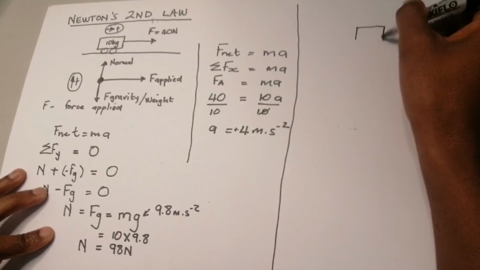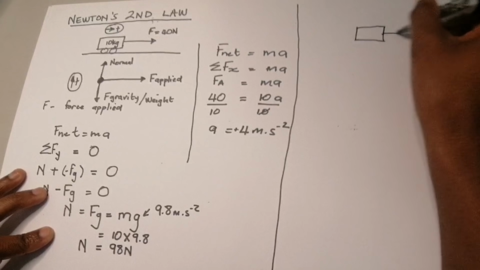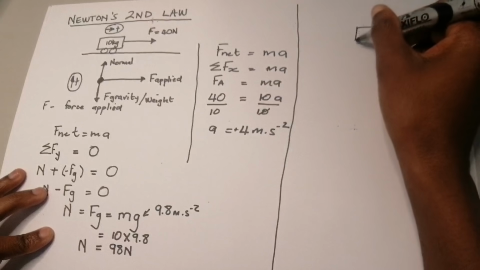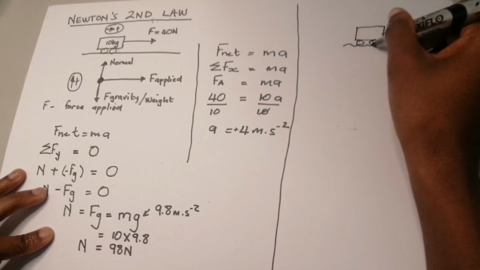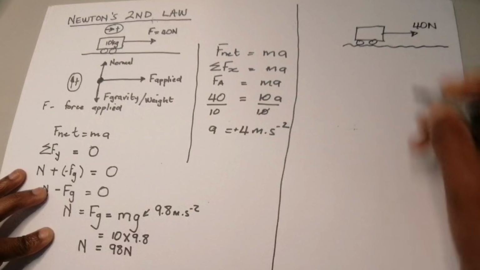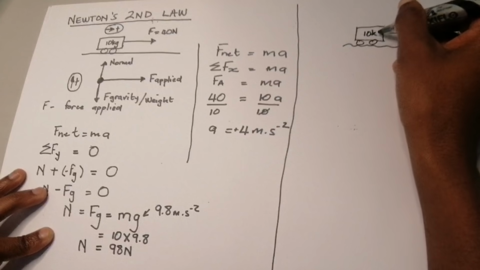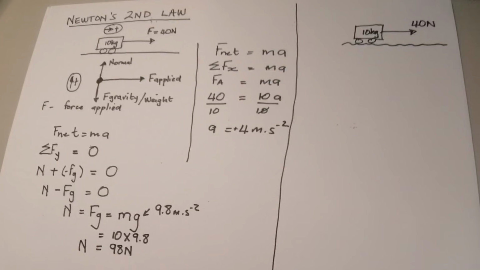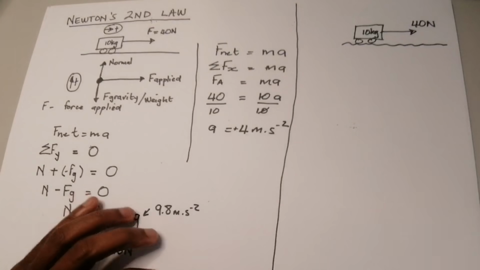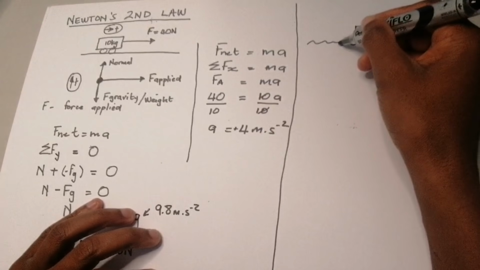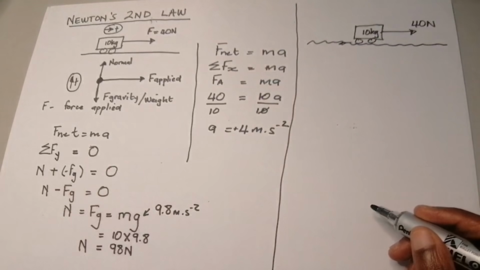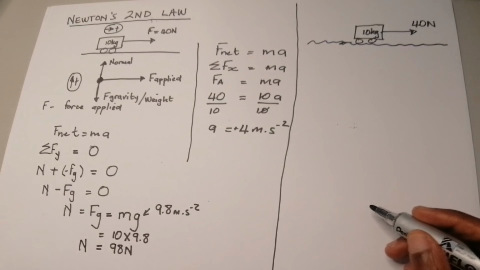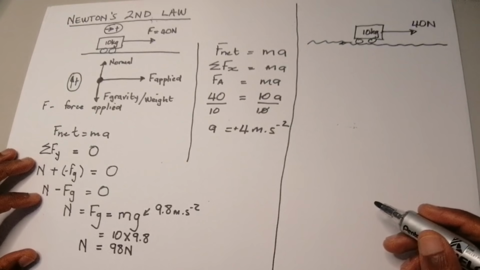Okay, so same question again, right? We're pulling with the 40 Newton force, but now there's friction. It's a rough surface, so it's a 10 kg mass, okay? Now, ladies and gents, I think what I want us to do very quickly is get to the part where we talk about friction before I tackle this question.